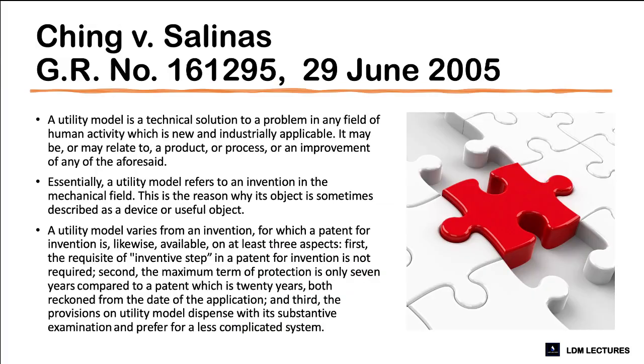Okay? So sabi sa Ching versus Salinas, a utility model is a technical solution to a problem in any field of human activity which is new and industrially applicable. It may be or may relate to product, process, or an improvement of any of the aforesaid. So, in-explain na Supreme Court yung concept ng utility model sa Ching versus Salinas. Essentially, a utility model refers to an invention in the mechanical field. So, take note of this.